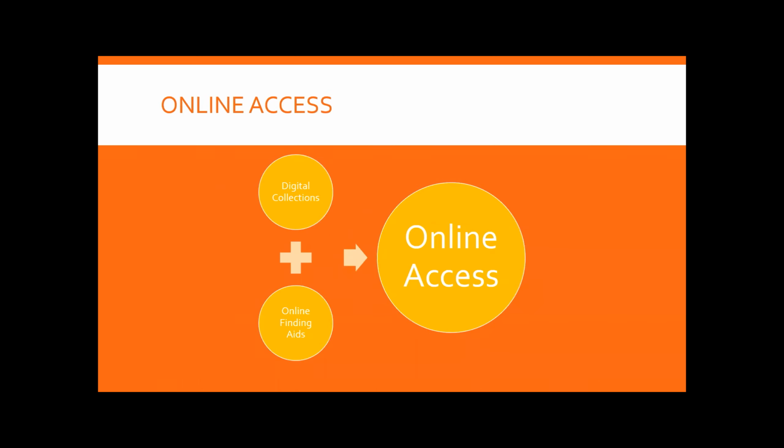We'll start by talking about what I mean by online access. There are two components of online access, or at least two components that we'll discuss in this course: digital collections, which we'll discuss for the next couple of weeks, and online finding aids. These are the two aspects of online access that we will focus on. Of course, there are a multitude of issues and areas of consideration that you can tie into both of these aspects, and that's something that we'll discuss for the rest of this course.